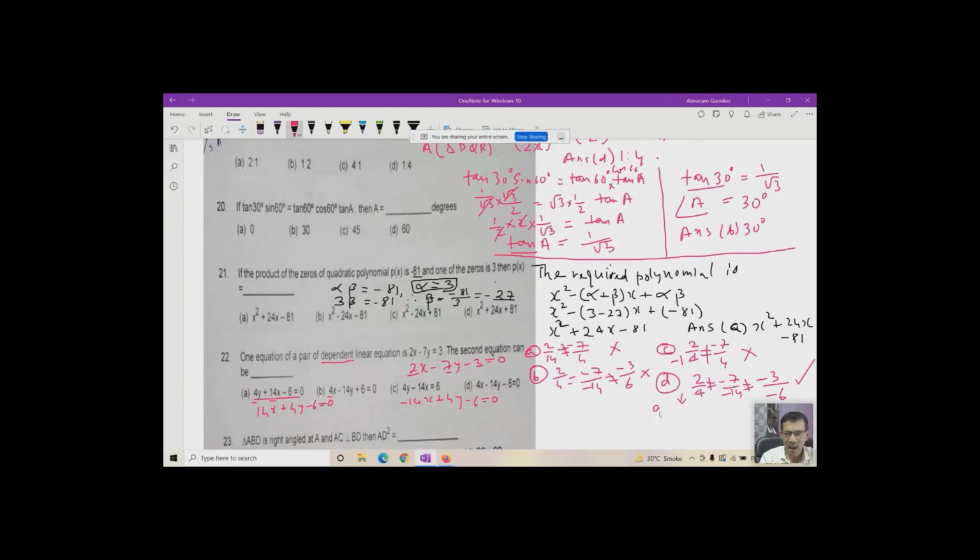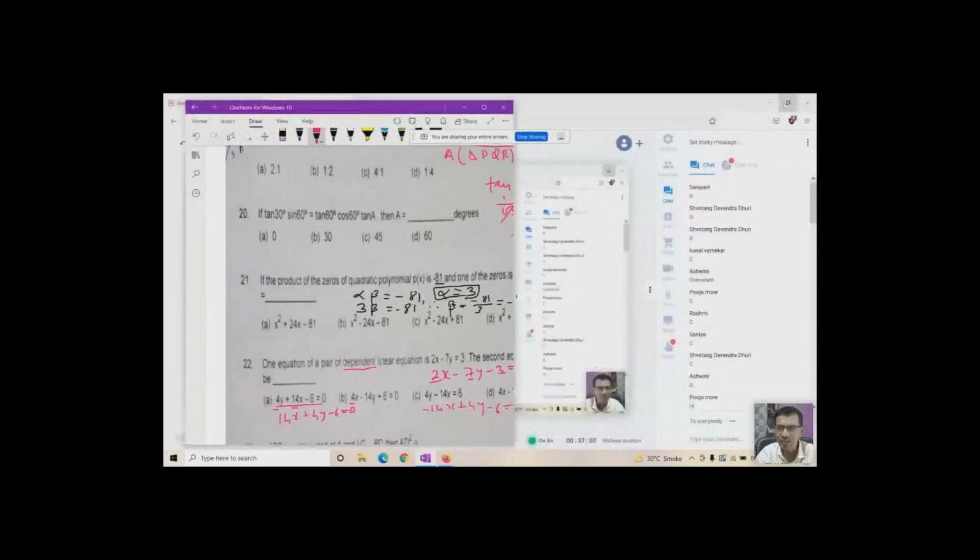Here a1 upon a2 is equal to b1 upon b2 is equal to c1 upon c2. You see all the three ratios are equal, and for a dependent linear equation you require all these three ratios to be equal. So the correct answer is D. Some of you had said the correct answer is C, and C is wrong and D is the right one. Yes, now many of you have written the answer as D.